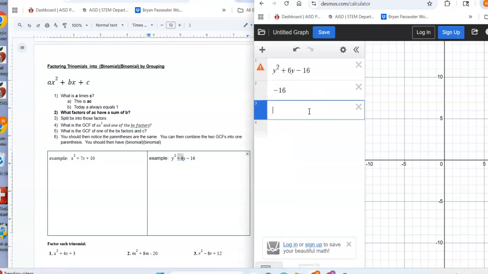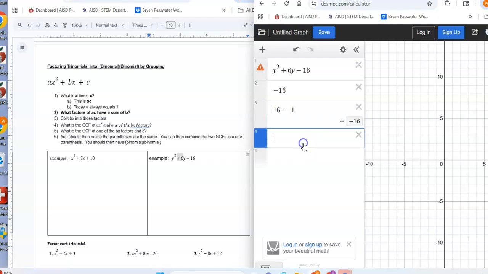So let's do factors of 16. 16 times 1 is 16. Now, if I want to create a positive number as a sum, it'd be negative 1. So positive 16 times negative 1 is negative 16. But the sum of 16 plus negative 1 is 15. So that doesn't work.